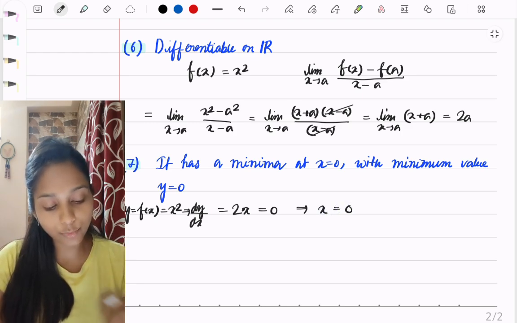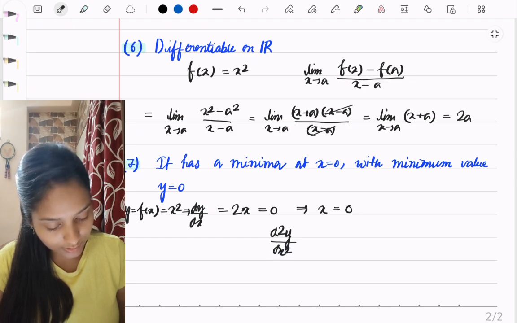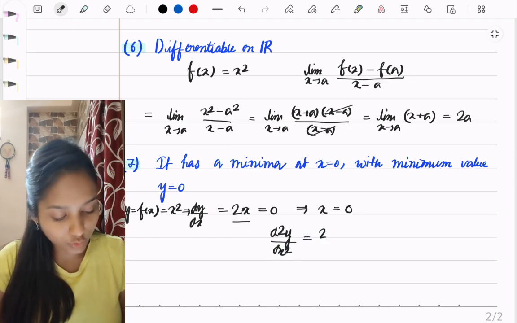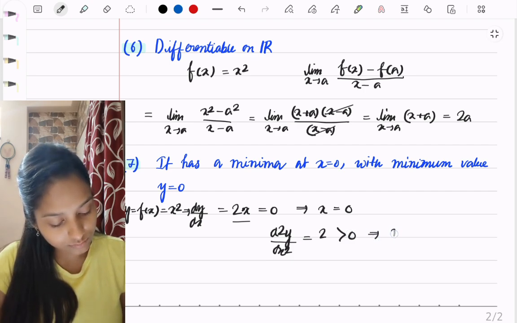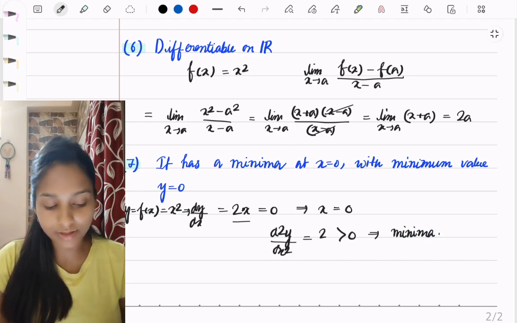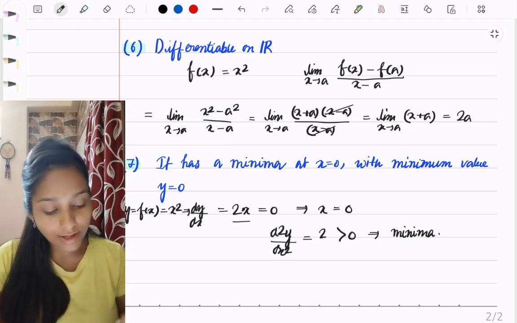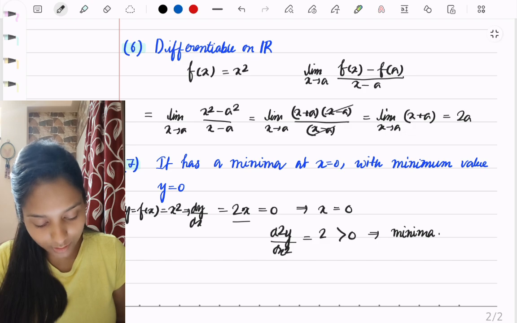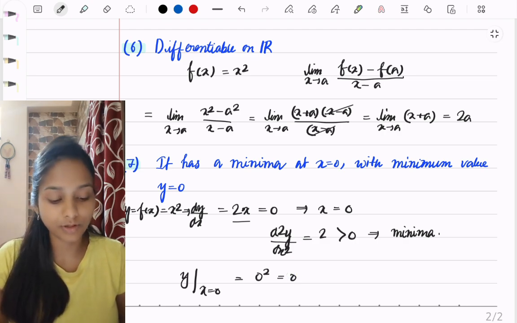Now for proving, we must take the double derivative. So here the double derivative d2y/dx2 equals 2 from here. So it is always positive, and in case of positive, the critical point is always a minima. So from here we can see that the function y equals x square has a minimum at x equals 0, and also the minimum value, y at x equals 0, is 0 square, so 0. So it has the minimum value 0.